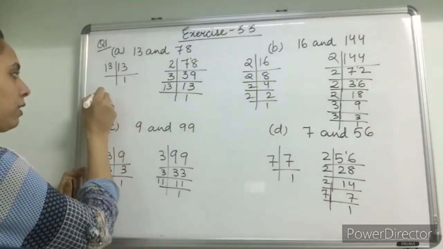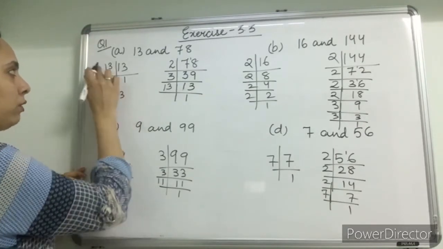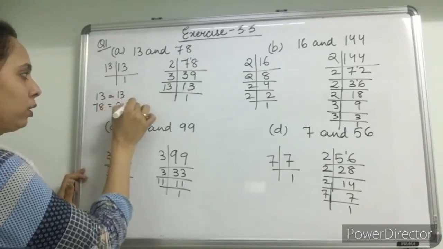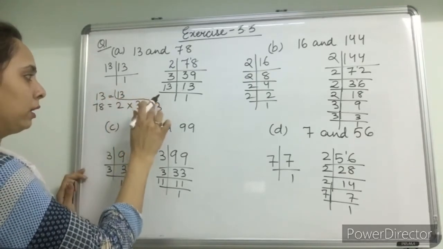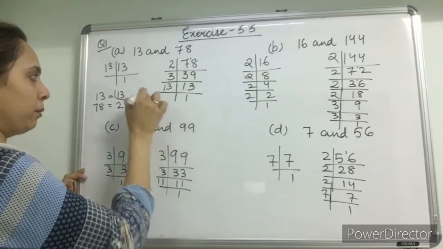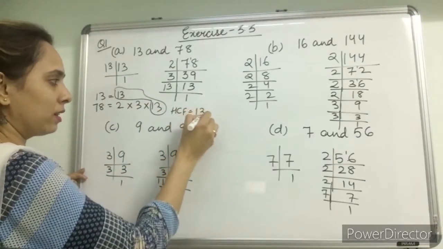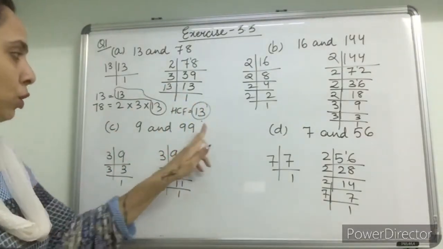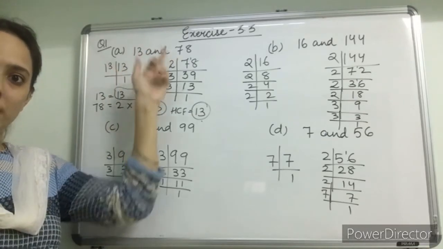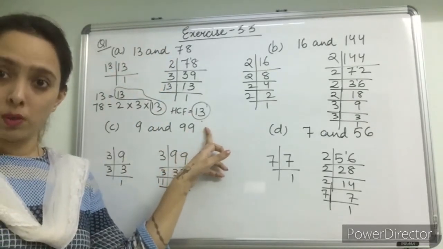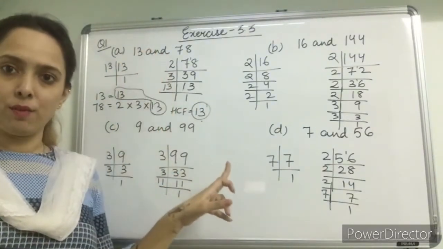How will we find out the HCF? We will write 13 and 78 like this. 13 has only one prime number, and here we have 2, 3 and 13. So here 13 is the only common prime number. So here the HCF is 13. So you can see that the first number of these two numbers is the HCF also, right?